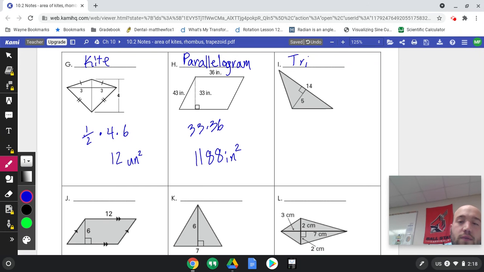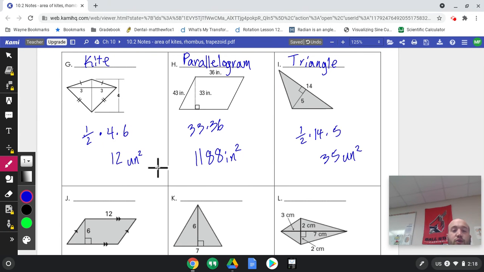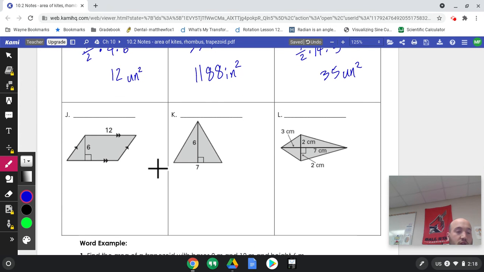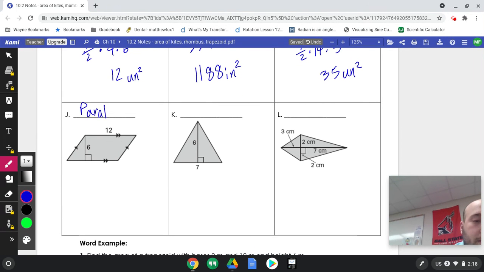Our triangle here, 1/2 times the base times whatever the height is. So I'm moving pretty fast through these. If you need to rewind and watch again, if you have any questions, let me know. Here on the bottom, 3 more shapes. Parallelogram, a triangle, and our final shape here is a kite.